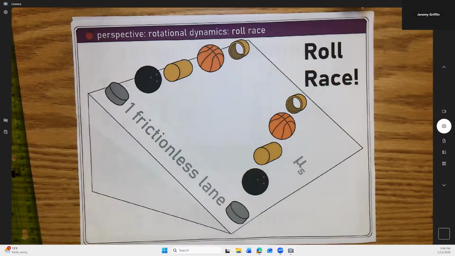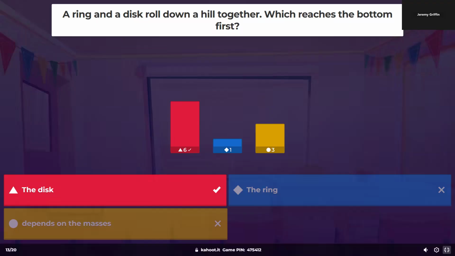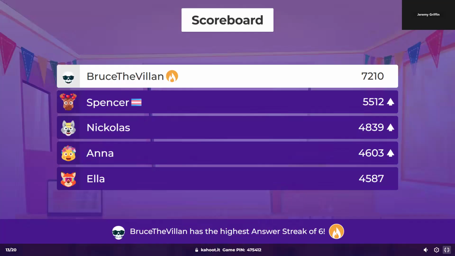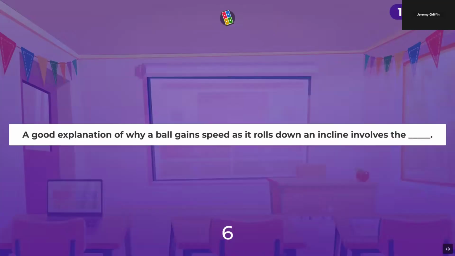There you go, Oliver. Got Ella, Anna, Nicholas, Spencer, Bruce the villain.